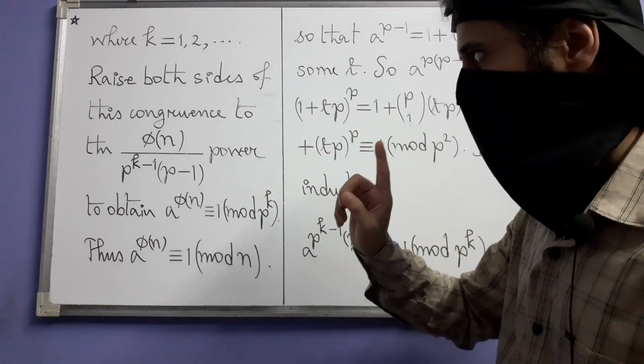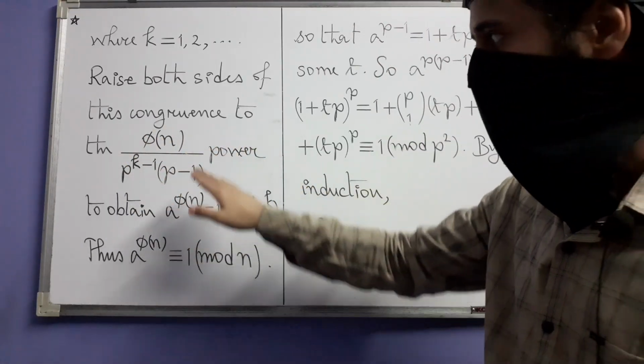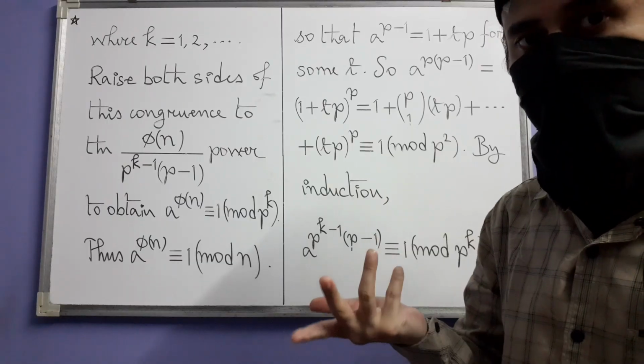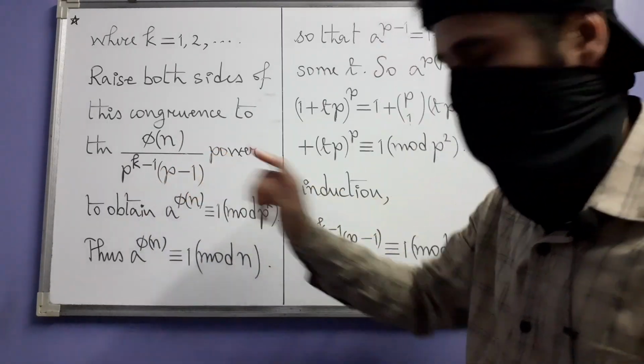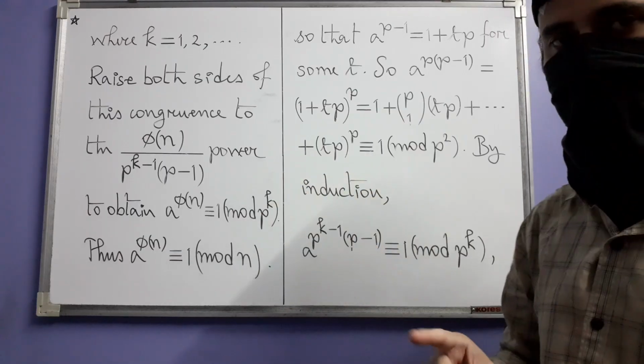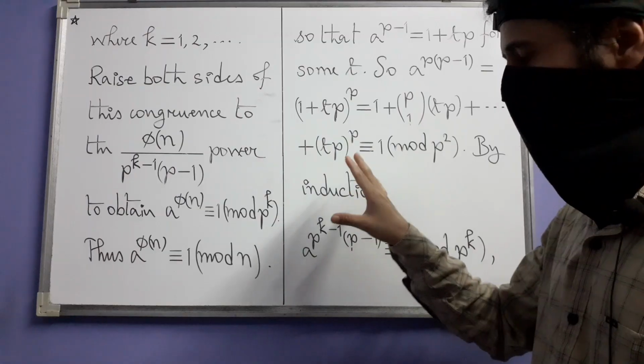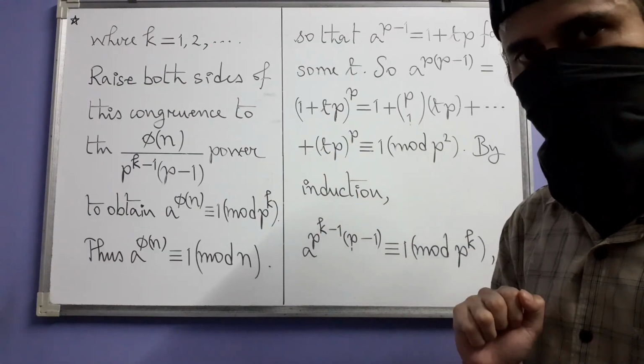There is one more thing. How do you know that this is an integer? Because this is actually a ratio. How do we know that phi of n is divisible by this? Otherwise, raising both sides of this congruence to this power actually makes no sense. So we have to now clarify all these things and write the solution.